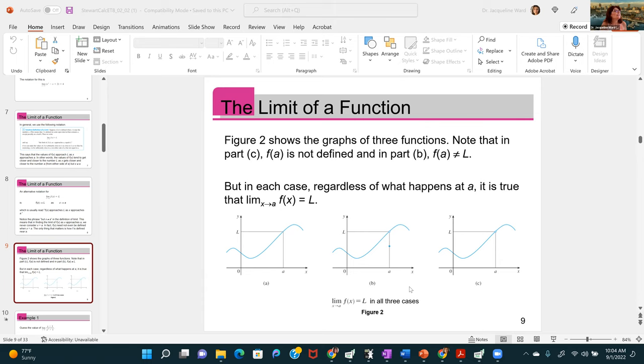So it's really like, what is the limit? Sometimes I think about it like a machine. What is the limit, even if it never hits that? What is the value that it's approaching?